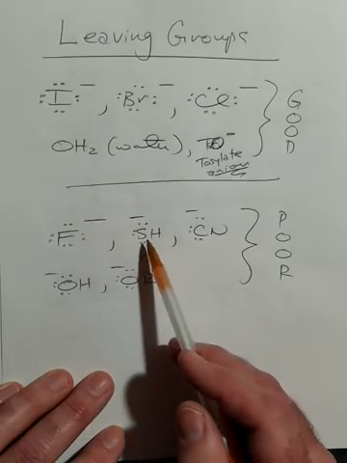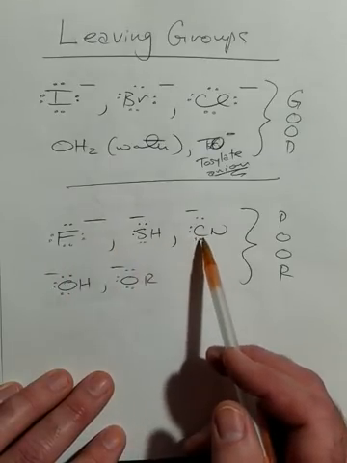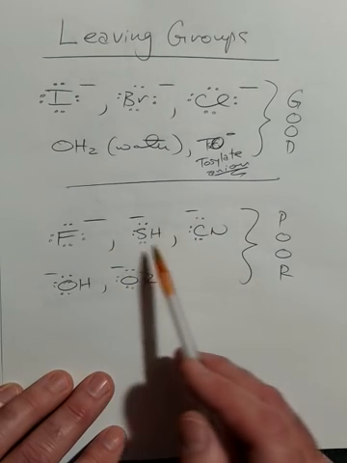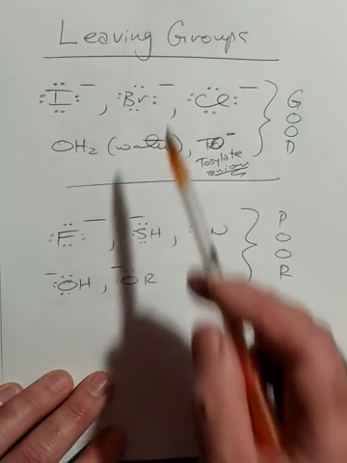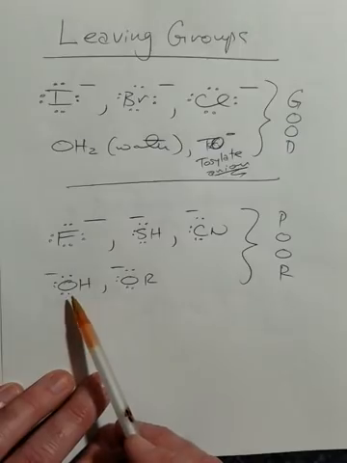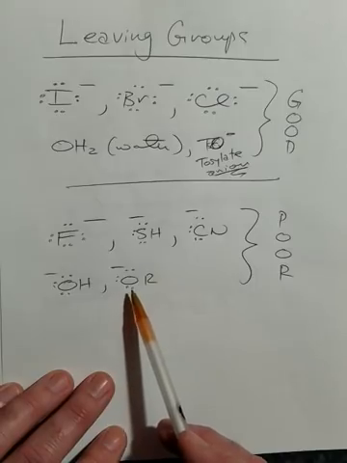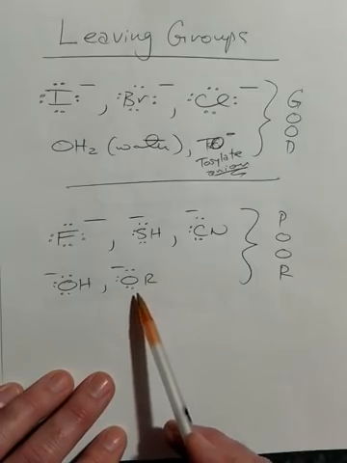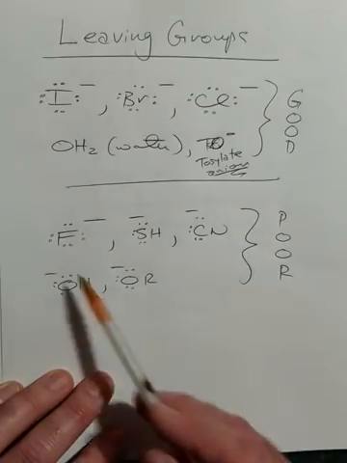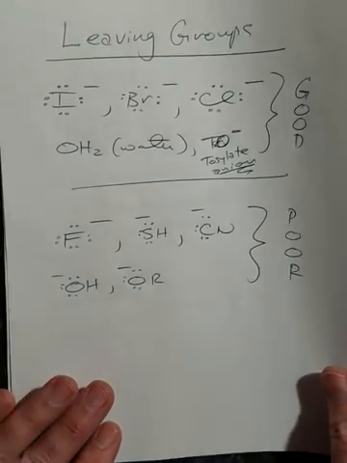These two are interesting. Thiolate anion and cyanide anion were both examples of really excellent nucleophiles, but they're poor leaving groups. And finally, hydroxide, OH-, is a lousy leaving group, and so are alkoxides. So for example, methoxide, OCH3-, or other alkoxides. These are all poor leaving groups.